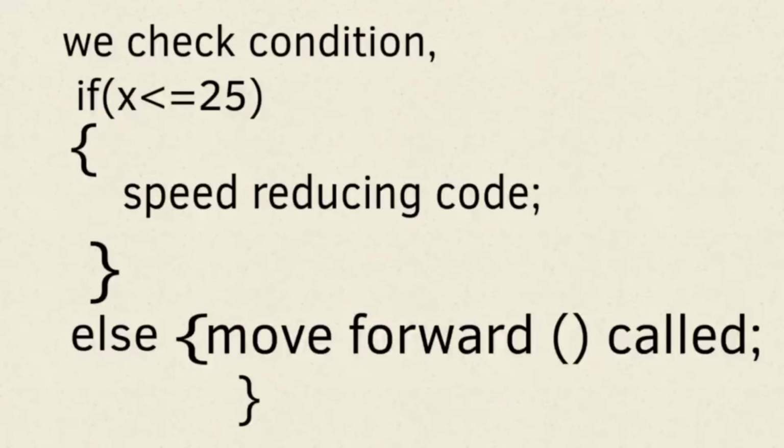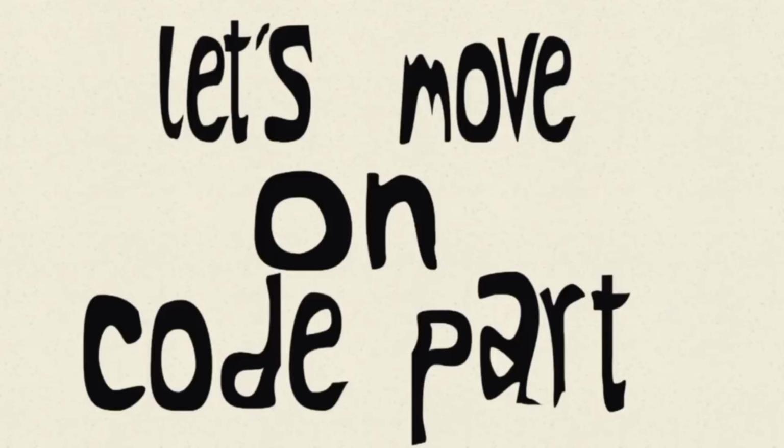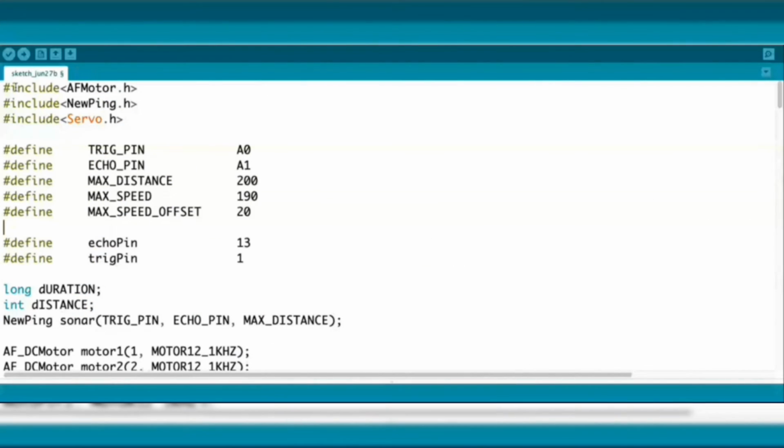So we will apply the condition that if x is less than 25, the speed will be reduced, here will be the speed reducing code, else it will move forward. So let's move into the code: motor.h, another NewPing library, and Servo.h. So we have included these three files so that we can easily do our work.